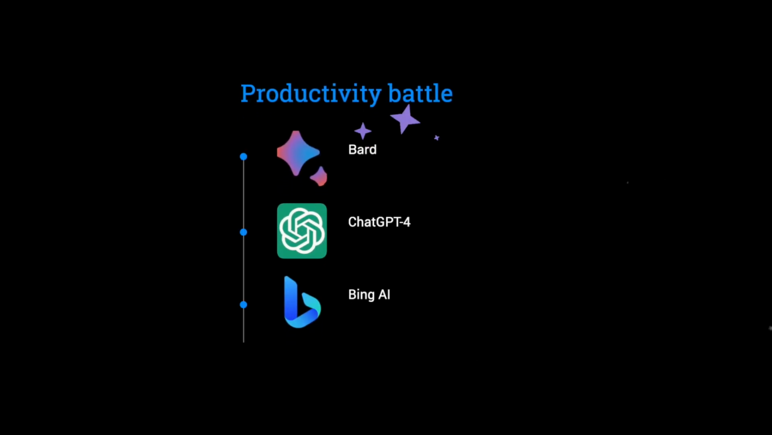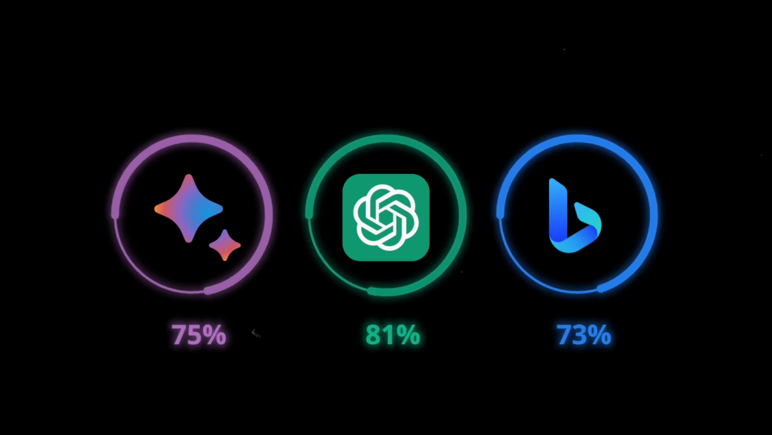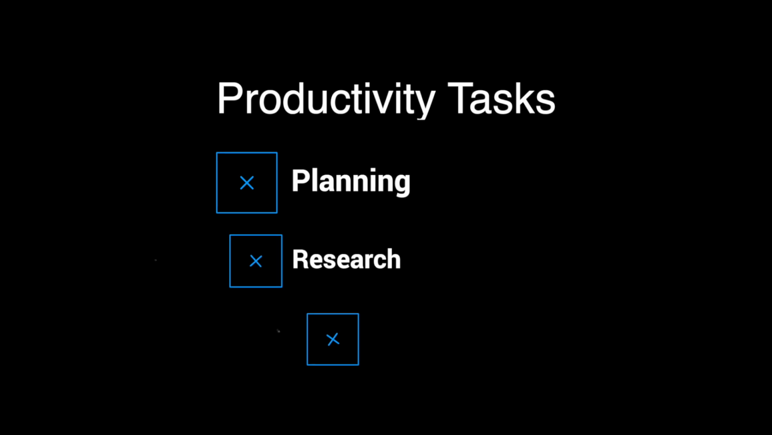Today we are going to compare three different AIs: Bard, ChatGPT 4, and Bing. We are going to see how each of them compares in productivity tasks. There will be three tasks, consisting of planning, research, and calculation.